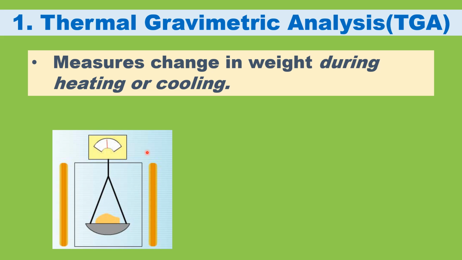This is the experimental setup for TGA. This is a balance. We have a sample placed here, and this is the furnace where the sample is heated. The temperature is linearly increased.